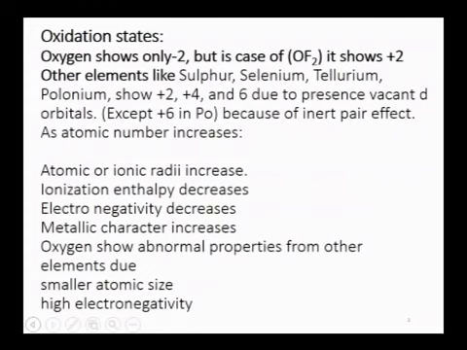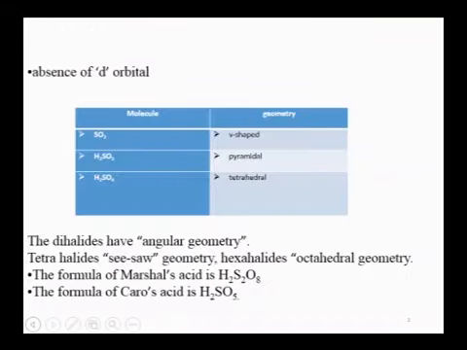As the atomic number increases down the group, atomic or ionic radii increases, ionization enthalpy decreases, electronegativity, that is attracting electron pair, decreases, metallic character increases. In this family, oxygen shows abnormal properties from the other elements, that is due to smaller atomic size, high electronegativity, absence of d orbitals.